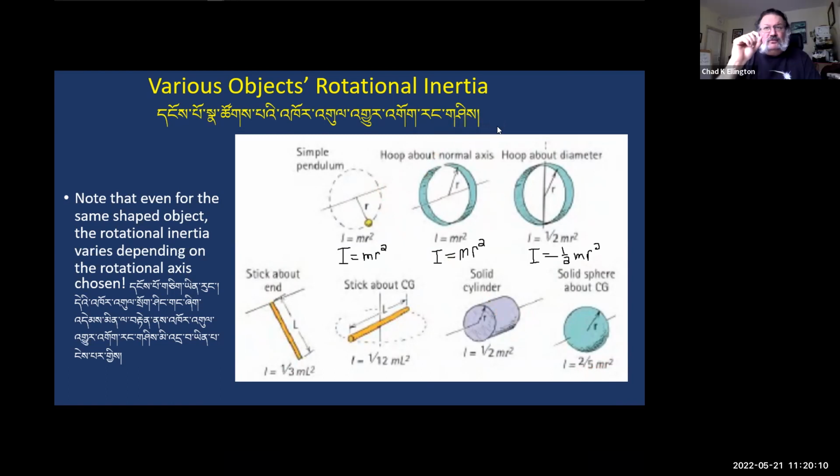It's important to read how they are rotating, especially a thing like a hoop, in terms of what its rotational inertia might be.